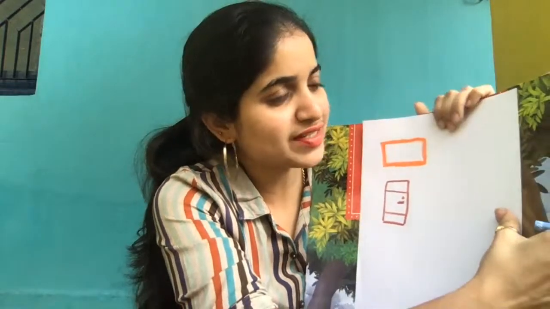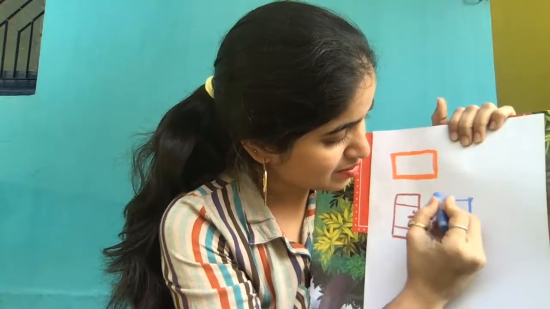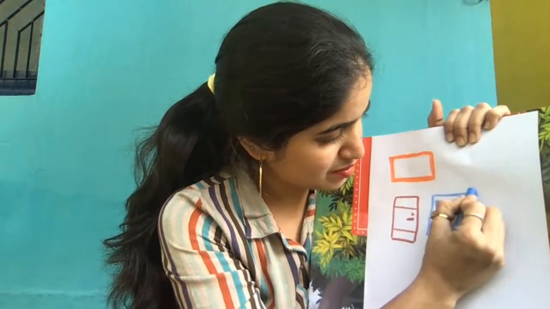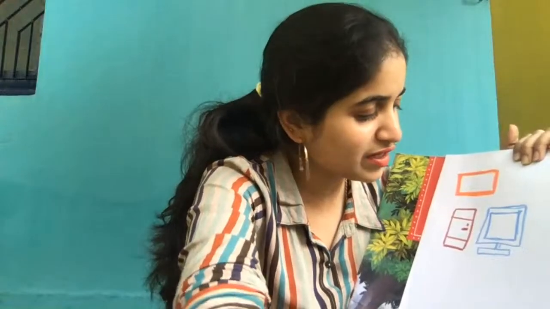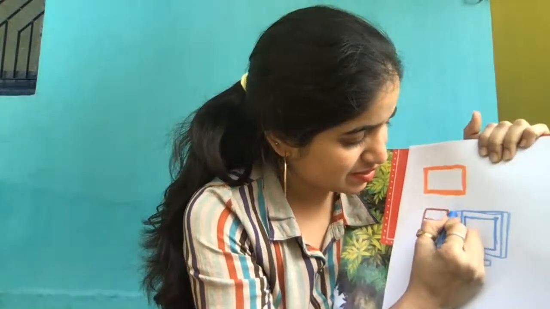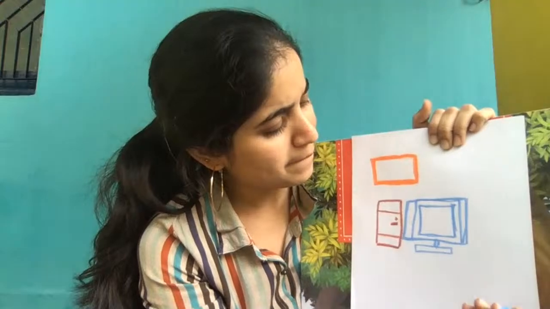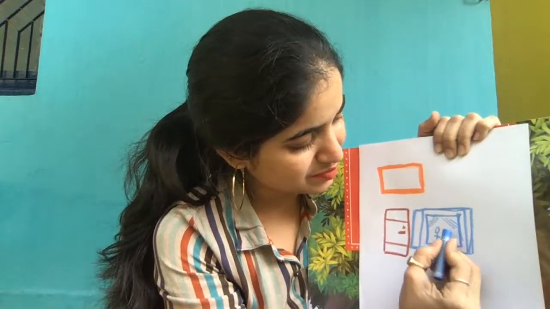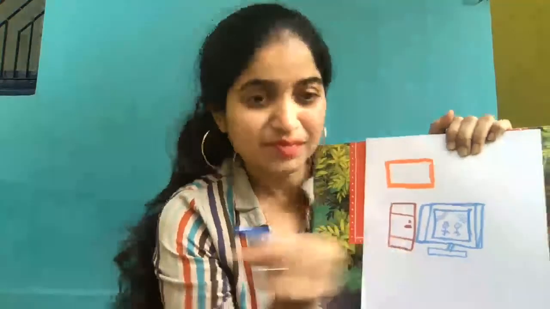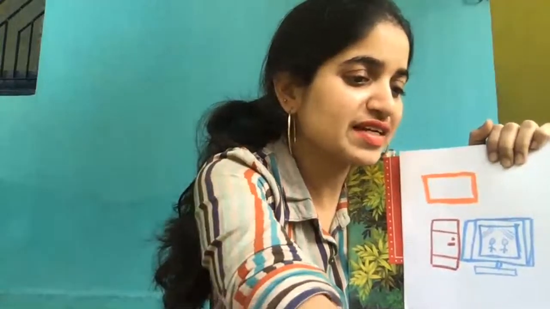Okay, let's draw television, which is rectangle in shape, okay, children? This is a television. What is this? It's a television. It is looking like a square, right? Don't get confused then. Wait. Okay, very good, children. What else you want me to draw, which is rectangle in shape?